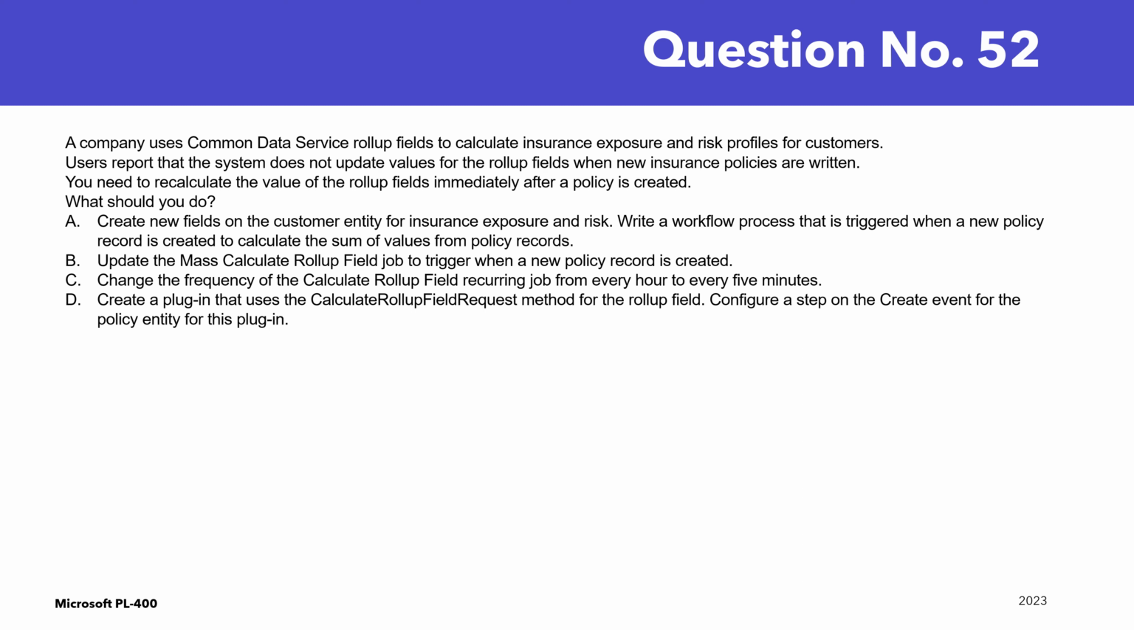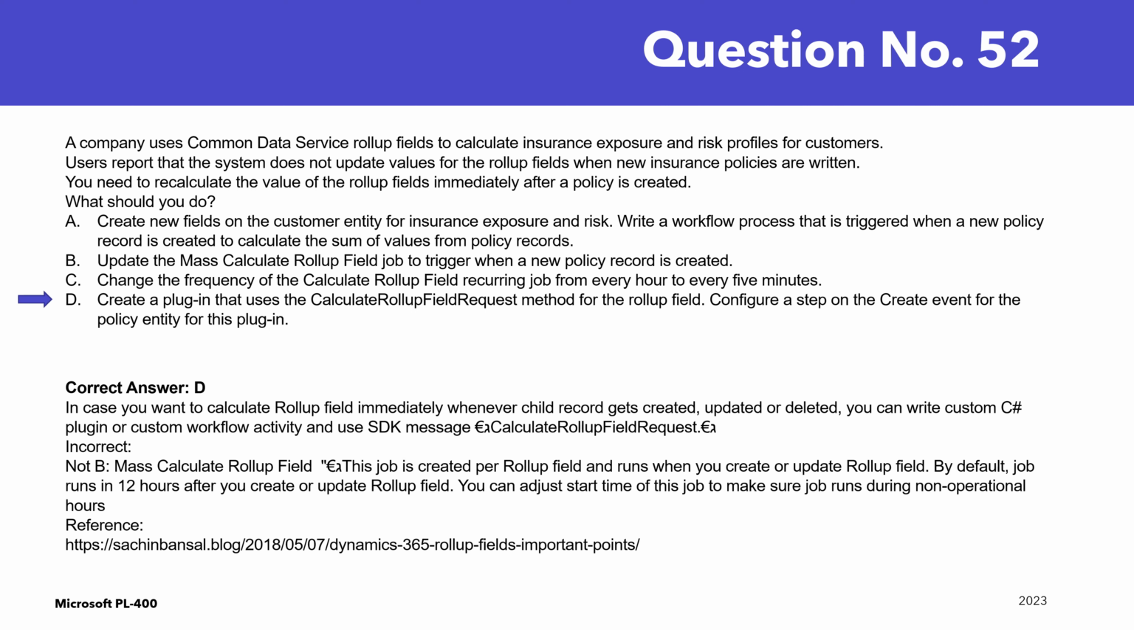A. Create new fields on the customer entity for insurance exposure and risk. Write a workflow process that is triggered when a new policy record is created to calculate the sum of values from policy records. B. Update the mass calculate roll-up field job to trigger when a new policy record is created. C. Change the frequency of the calculate roll-up field recurring job from every hour to every 5 minutes. D. Create a plugin that uses the CalculateRollupField request method for the roll-up field. Configure a step on the create event for the policy entity for this plugin. Correct answer, D.